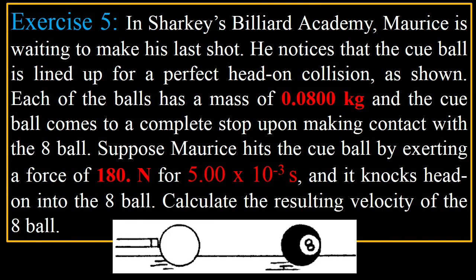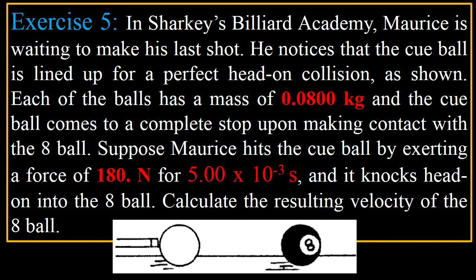That's what would happen, very negligibly. It would change it. In Sharkey's Billiard Academy, Maurice is waiting to make his last shot. He notices that the cue ball is lined up for a perfect head-on collision as shown. Each of the balls has a mass of 0.08 kilograms, and the cue ball comes to a complete stop upon making contact with the 8 ball.